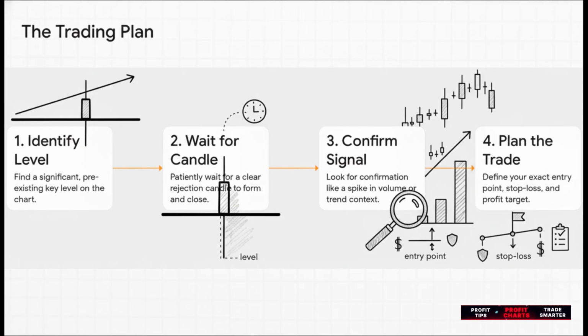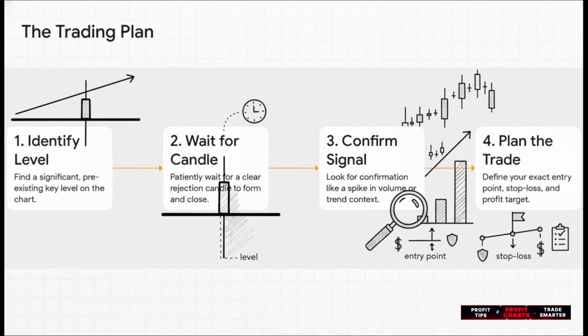Step 1, find the level. This is huge. You can't just find these candles anywhere. They have to be at a significant pre-existing level the market cares about. A support zone, a resistance line, a major trend line. A rejection candle in the middle of nowhere means almost nothing.